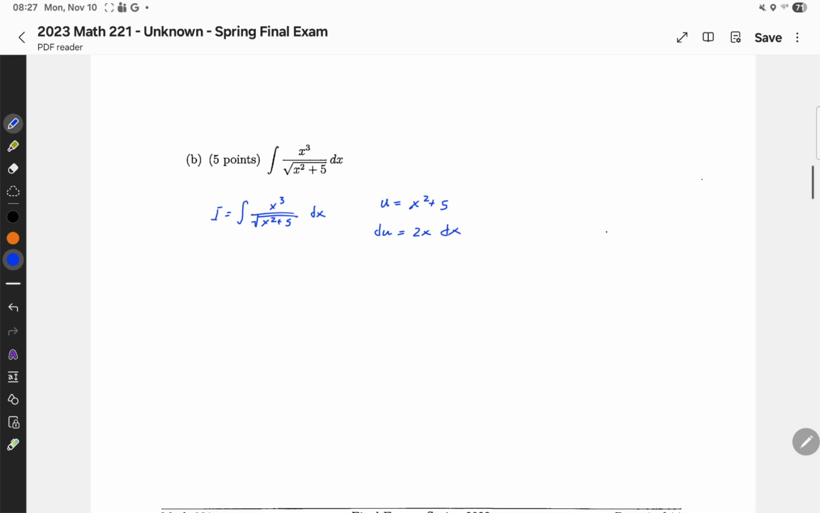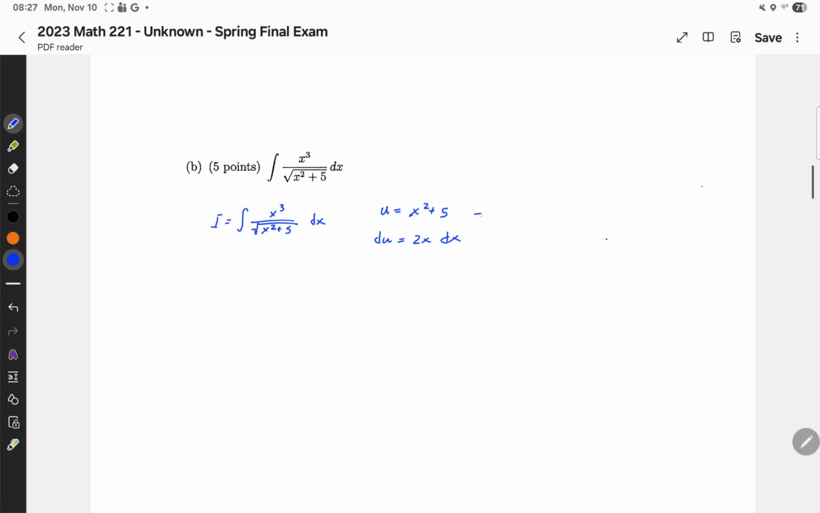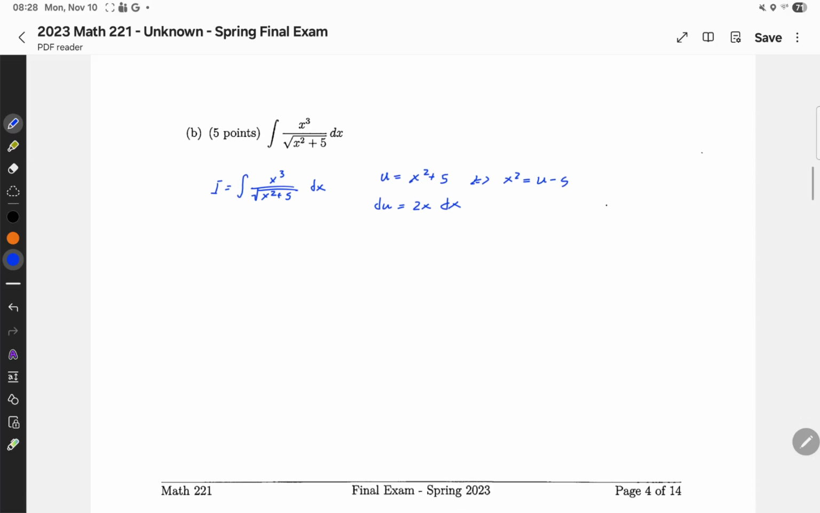And we're going to need one more piece, because we have an x cubed on the top, and we only have an x that we're going to cancel with the du to dx transition. So we're also going to want to get that x squared is equal to u minus 5. I'm just moving this 5 to the other side.